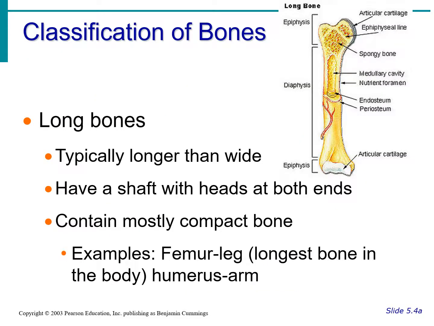So in the classification of bones, let's discuss long bones first. They're typically longer than wide. They have a shaft with a head at both ends. They contain mostly compact bone. For example, the femur, your leg, has the longest bone in your body, and the humerus is in your upper arm. You can see the diagram. Epiphysis is on each end of the bone, and the center portion of the bone is called the diaphysis.